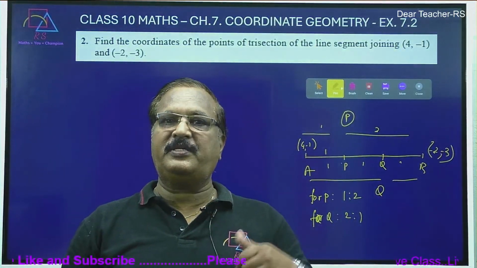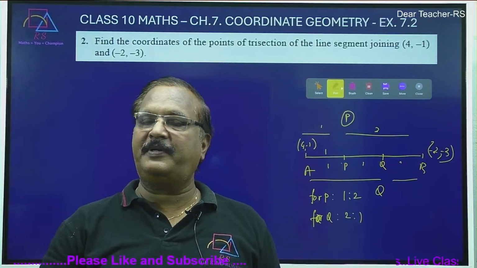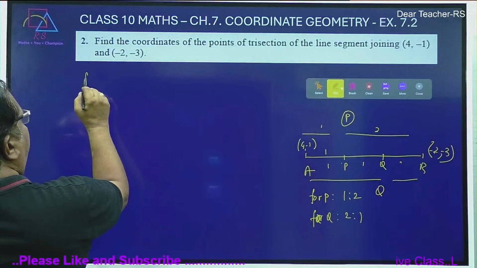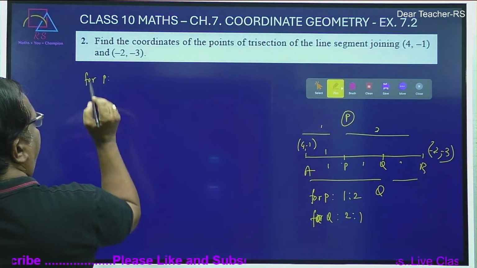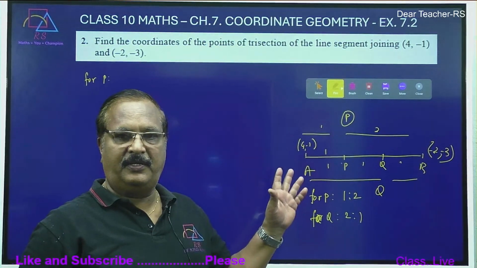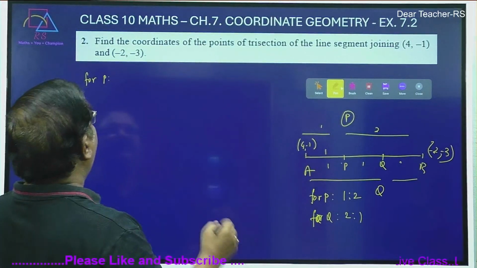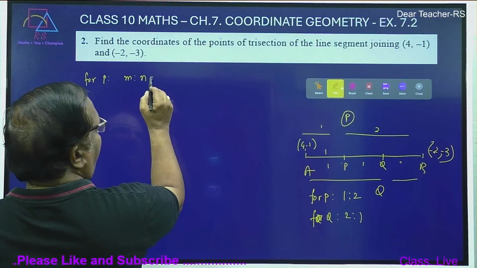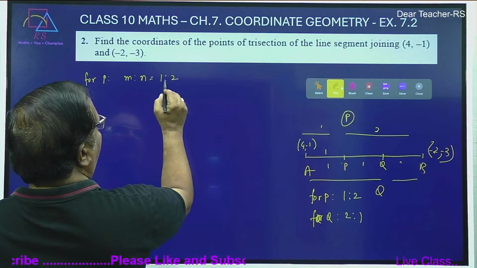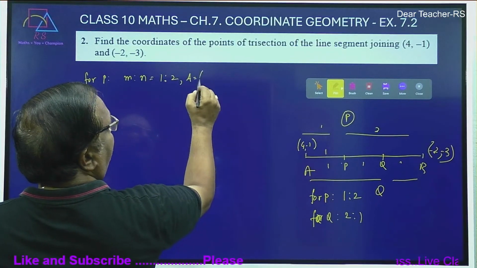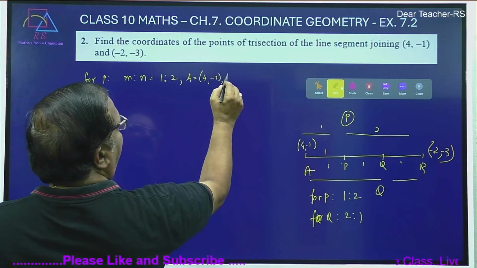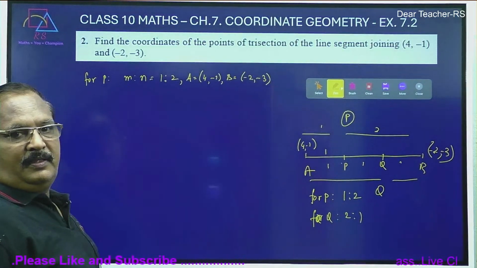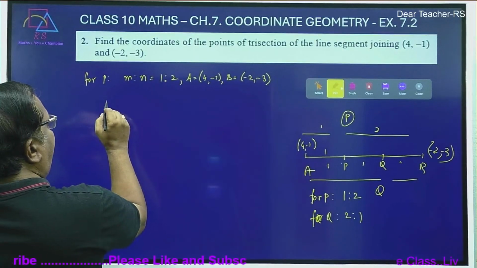So 2 sums are given in one problem, you do not need to panic. Now for P, you write all the details for P. Okay, you draw the diagram also. It is good if you draw the diagram too. So for P, m:n is equal to 1:2, and A is equal to (4, minus 1) and B is equal to (minus 2, minus 3). Now you can write the formula directly.